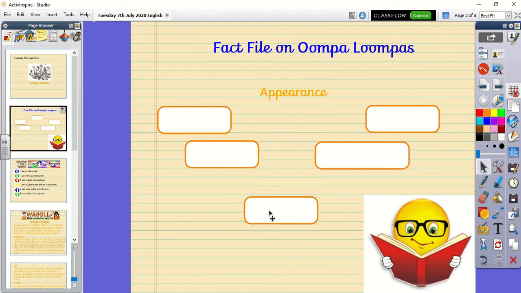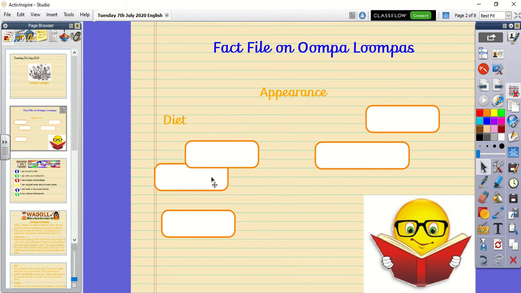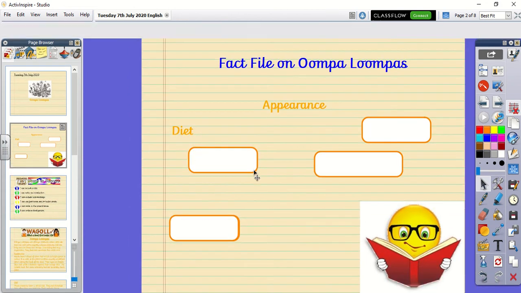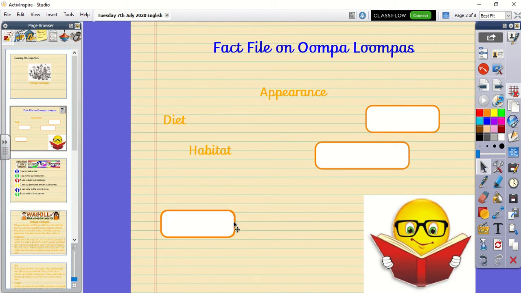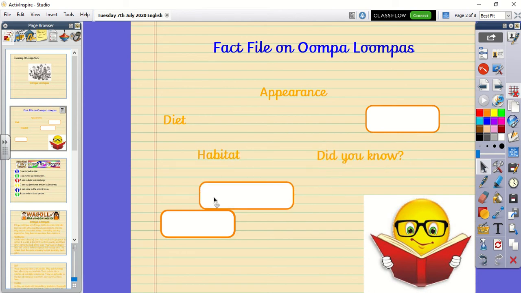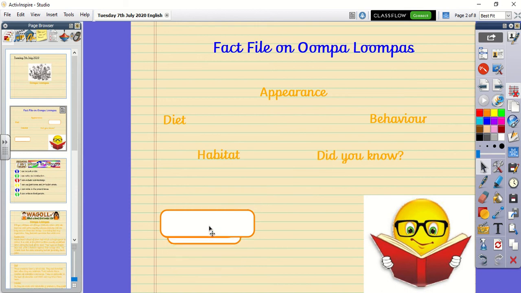So I have got, we need to talk about their appearance. So what do they look like? We need to talk about their diet. So what kind of foods do they like? What do they like to eat? We need to talk about their habitat. So where they came from, where they live. We need a did you know box, and we also need to talk about the behaviour, so the way that they act. If you've got any other subheadings that you would like to include, then please do.